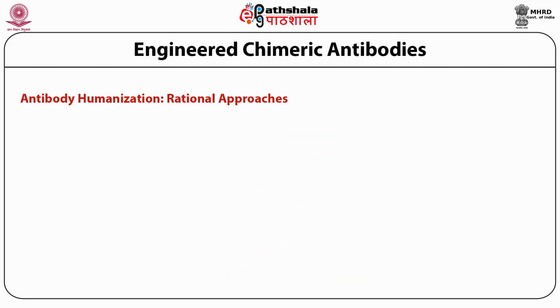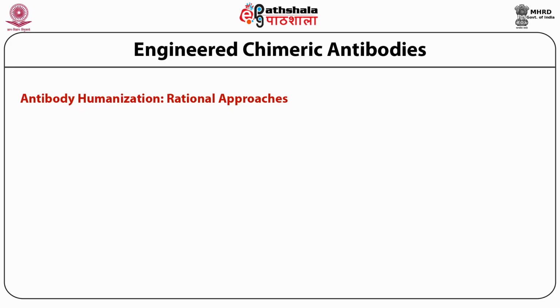Engineered chimeric antibodies. Let me make this point that we need to engineer antibody molecules. In order to do that, we would require antibody molecules in their clonal form, where they are purified from the other types of antibodies. Such antibodies are called monoclonal antibodies. We all know that the hybridoma technology developed in 1975 by Kohler and Milstein paved the way for the generation of such monoclonal antibodies.